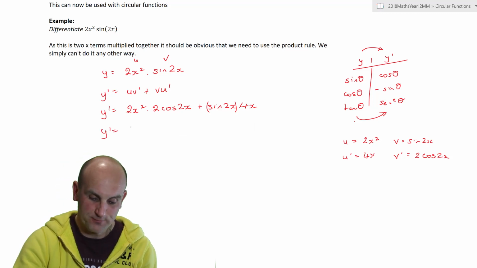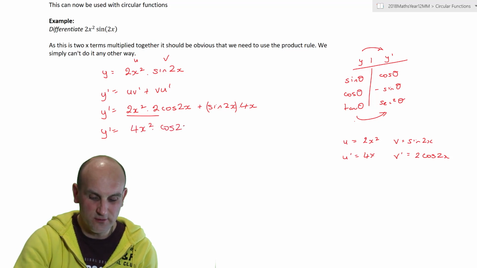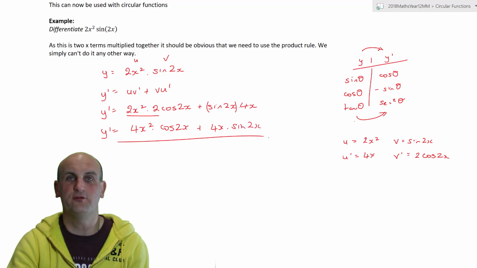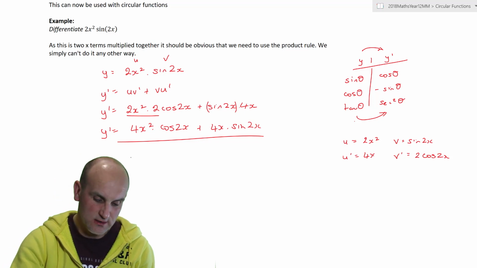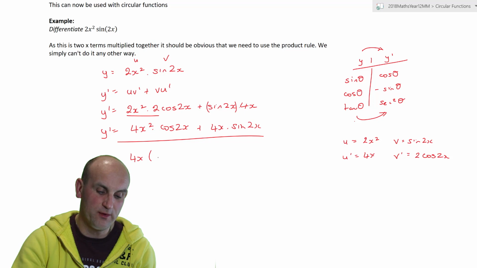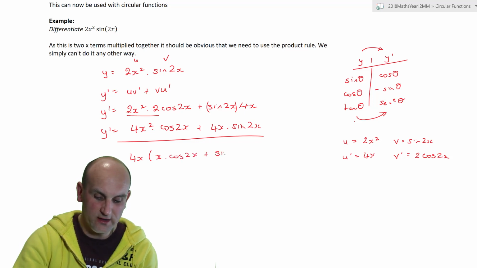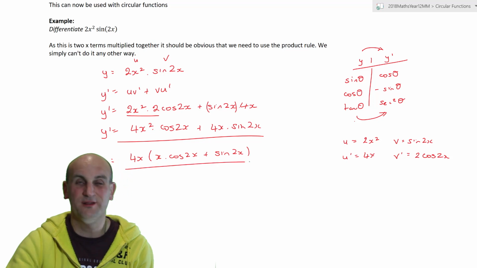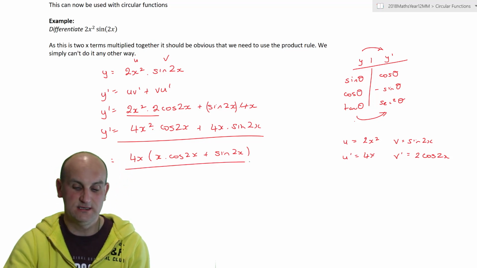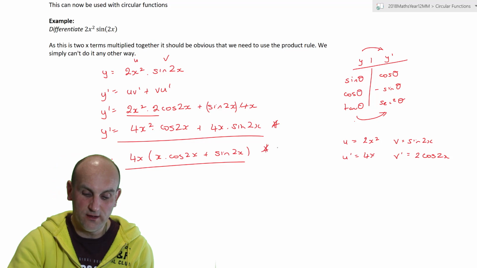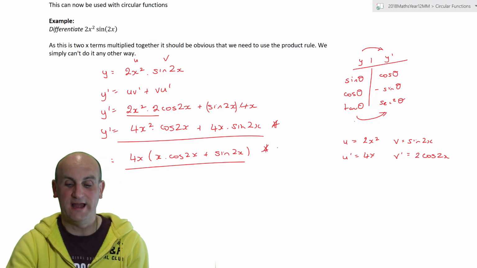Simplifying this gives me 4x squared times the cosine of 2x, plus 4x times the sine of 2x. Now, in this situation, I wouldn't factorize anything out because there's nothing really to factorize out. Yes, I could write 4x outside a set of brackets, which would leave me with x times cos of 2x plus the sine of 2x. But to be perfectly honest with you, I don't think that aids the readability. I don't see the advantage between the two of those.